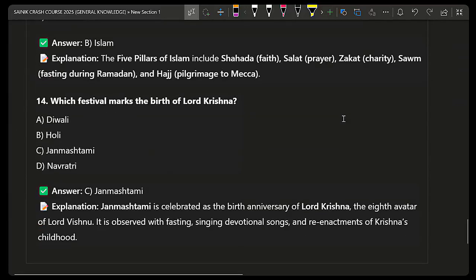Janmashtami is celebrated as the birth anniversary of Lord Krishna, the 8th avatar of Lord Vishnu. It is observed with fasting, singing devotional songs, and reenactments of Krishna's childhood. Next question, also simple.